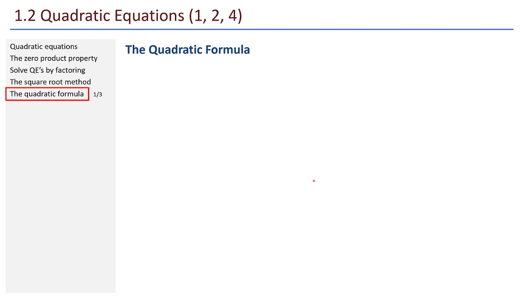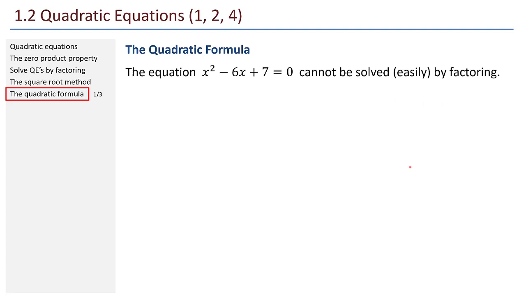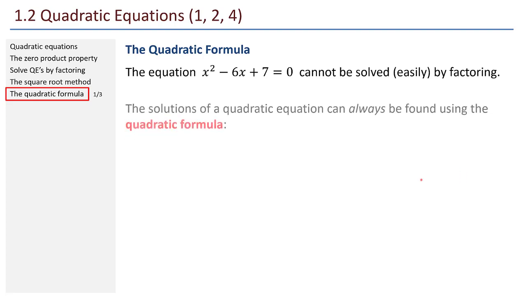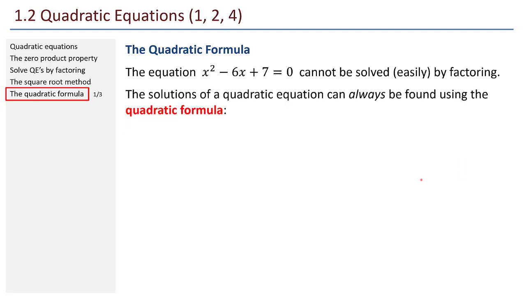So if you can't do factoring and you can't do the square root method, you can always turn to the quadratic formula. This is our surefire way of finding solutions. The equation x squared minus 6x plus 7 equals 0 cannot be solved easily by factoring. If you were very, very, very clever, you could factor it. But we need to turn to other methods. The solutions of a quadratic equation can always be found using the quadratic formula.